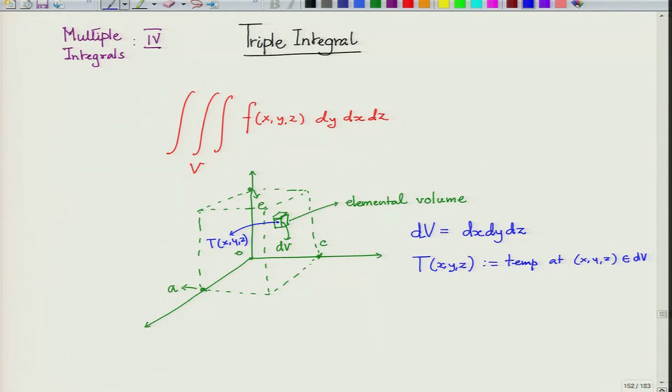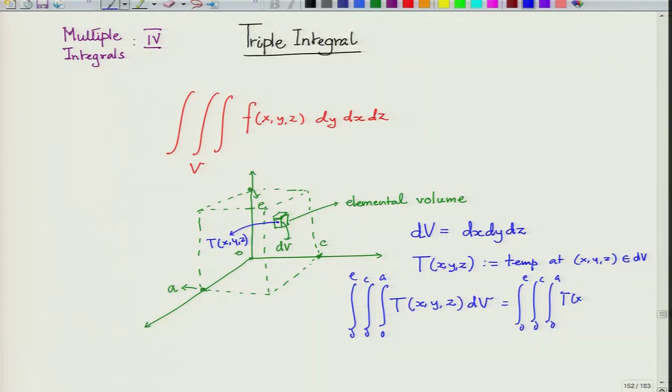Now, I will assume that in that very small zone, the temperature does not change much. The change is so small that I can take T(x,y,z) as the temperature around. So the temperature in that zone is T(x,y,z) dV, and over the whole rectangular volume V it is given by the triple integral, because you have to integrate over the whole volume: the integral from 0 to A, 0 to C, 0 to E of T dV, which is the same as writing 0 to E, 0 to C, 0 to A, T(x,y,z) dx dy dz.